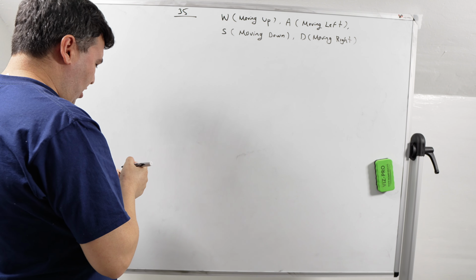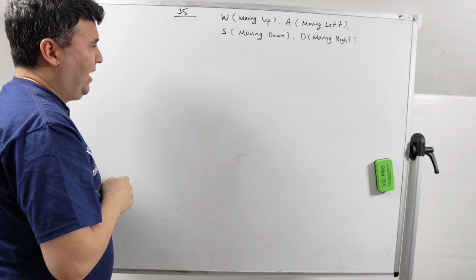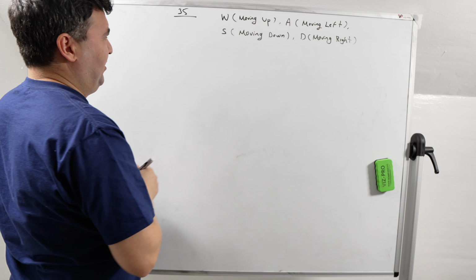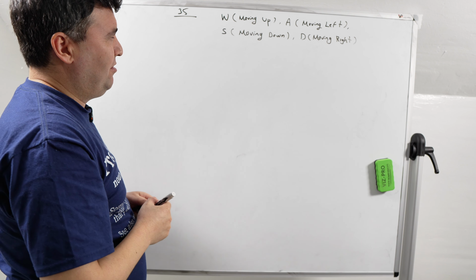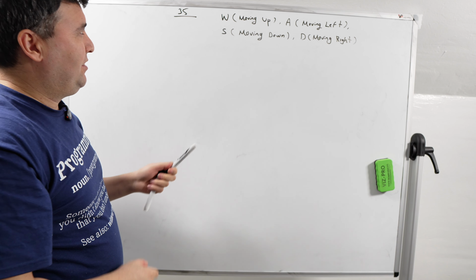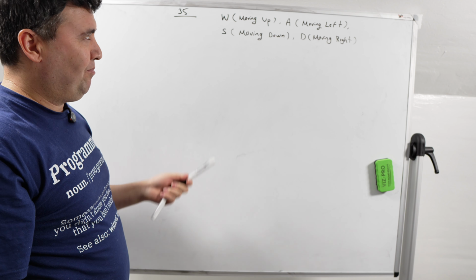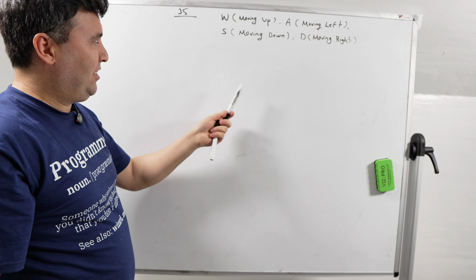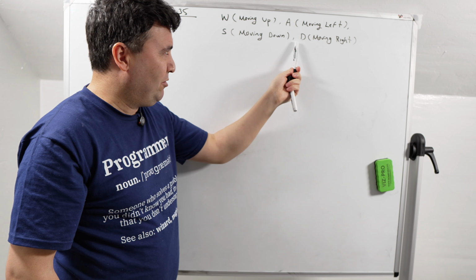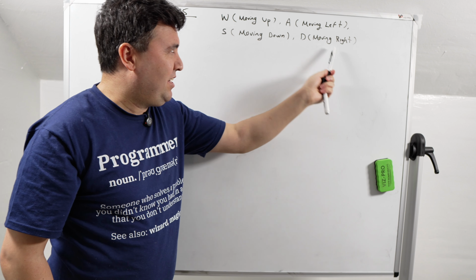So in this lecture, we write a program using switch statements and ask the user to enter the character. When the user enters W, we say moving up. If the user enters A, it's moving left. If the user enters S, the character is moving down. And if the user enters D, the character is moving right. So it's a kind of gaming controller program in C++. So let's write this program in C++.